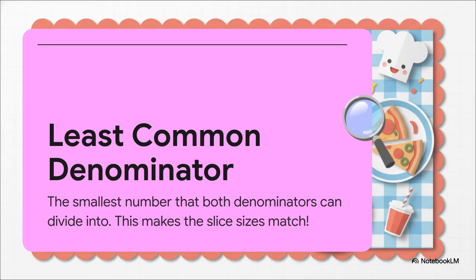The LCD is our magic number. It lets us kind of re-slice both pizzas in our mind so that all the new slices become the same size. And here's the real aha moment. This isn't just some math trick. It's about finding a common ground. We're making the fractions speak the same language by changing how they look without changing their actual value.